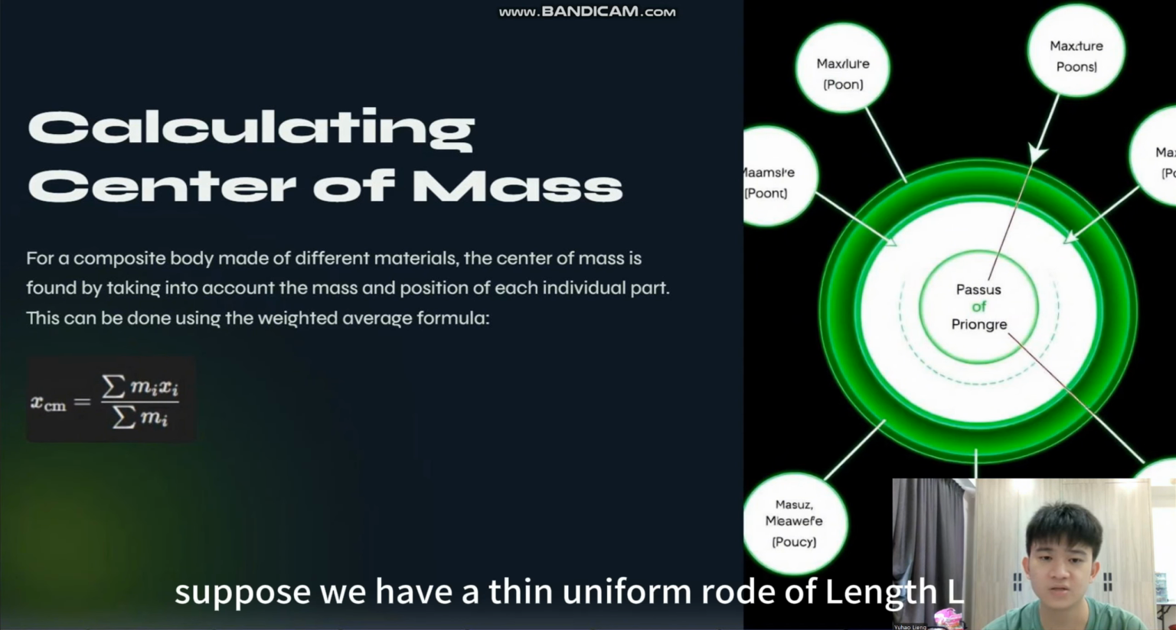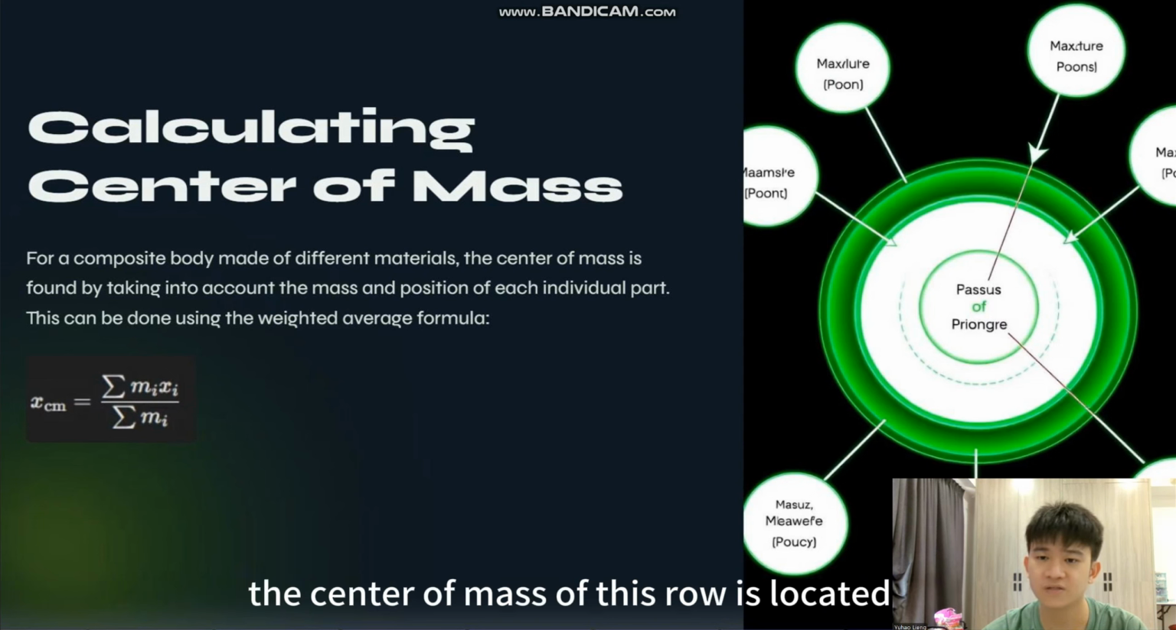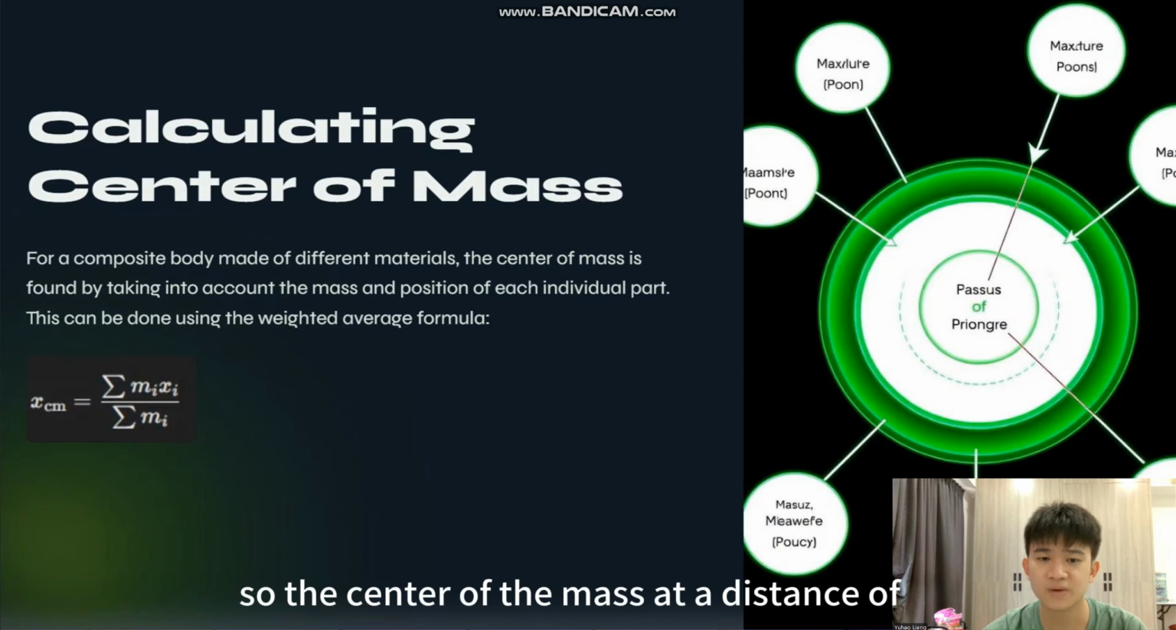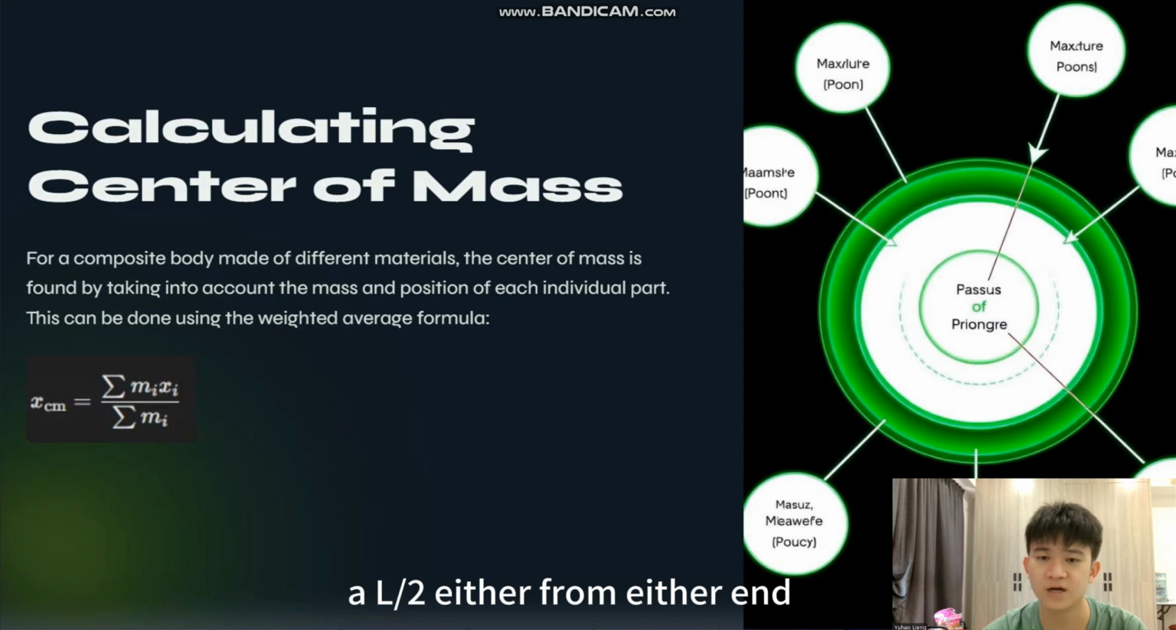Suppose we have a thin uniform rod of length L. The center of mass of this rod is located at its midpoint, so the center of mass is at a distance of L divided by two from either end.